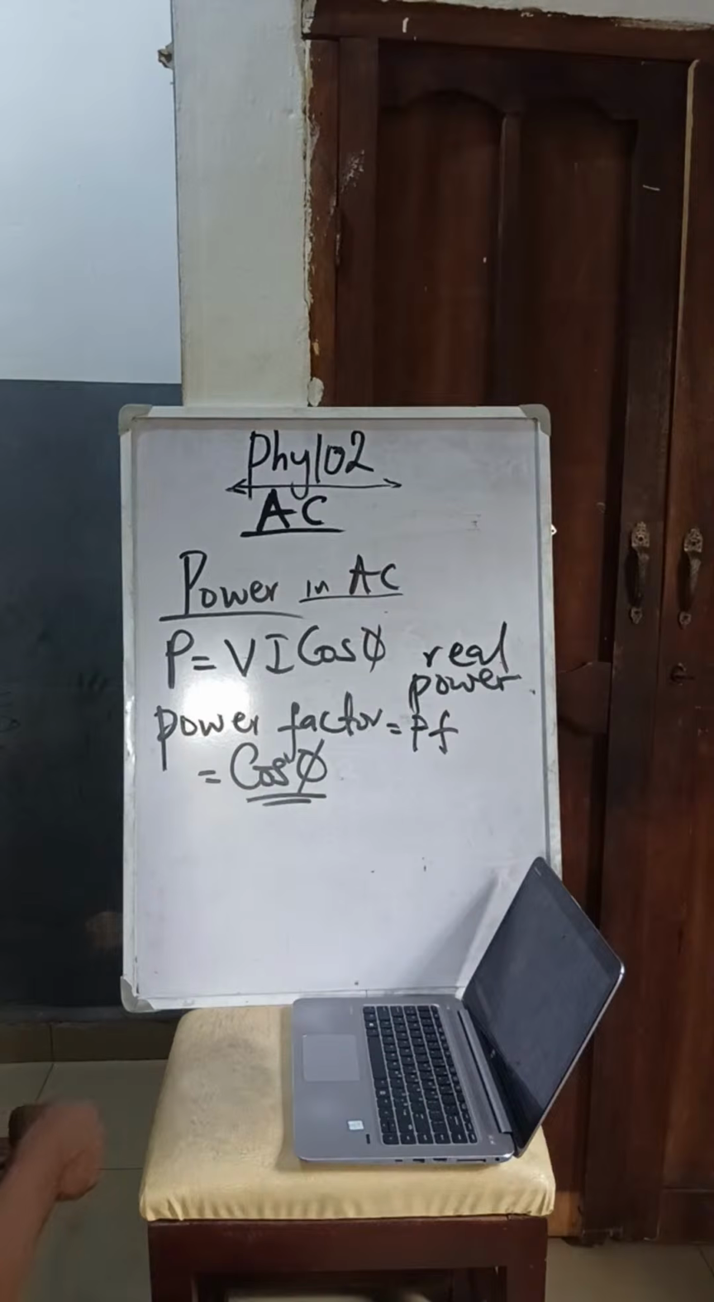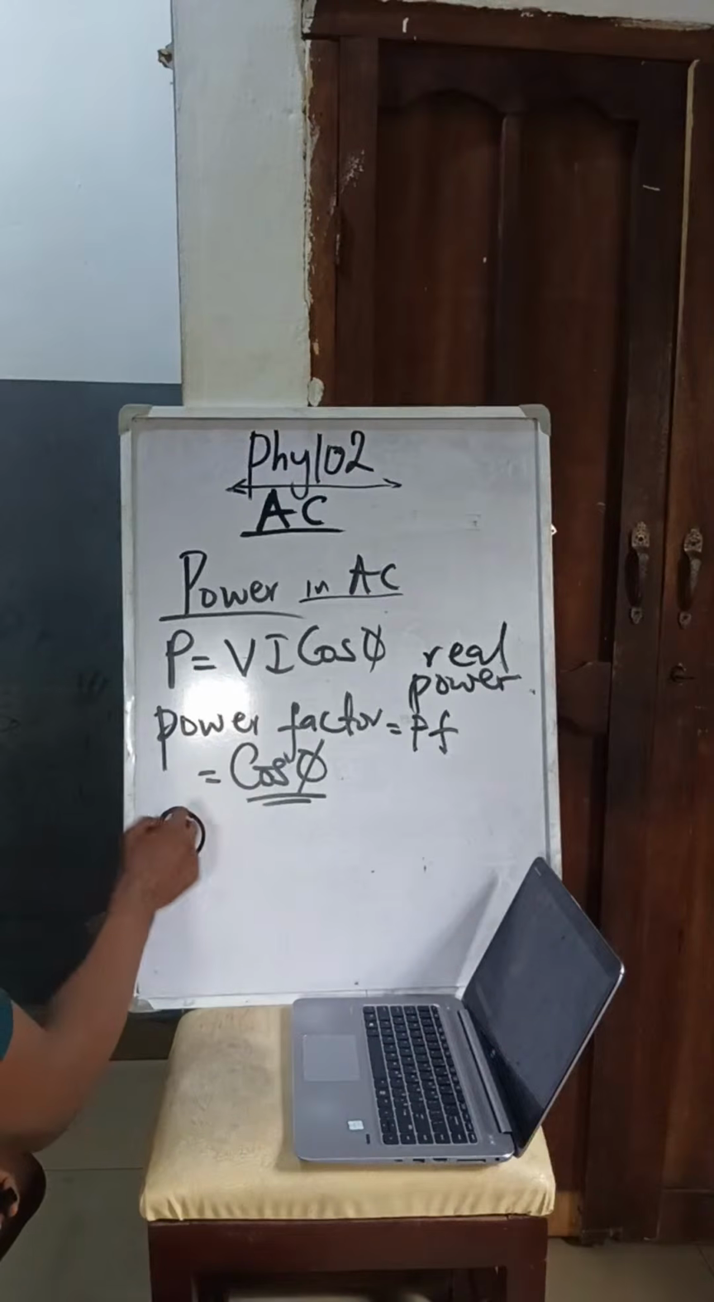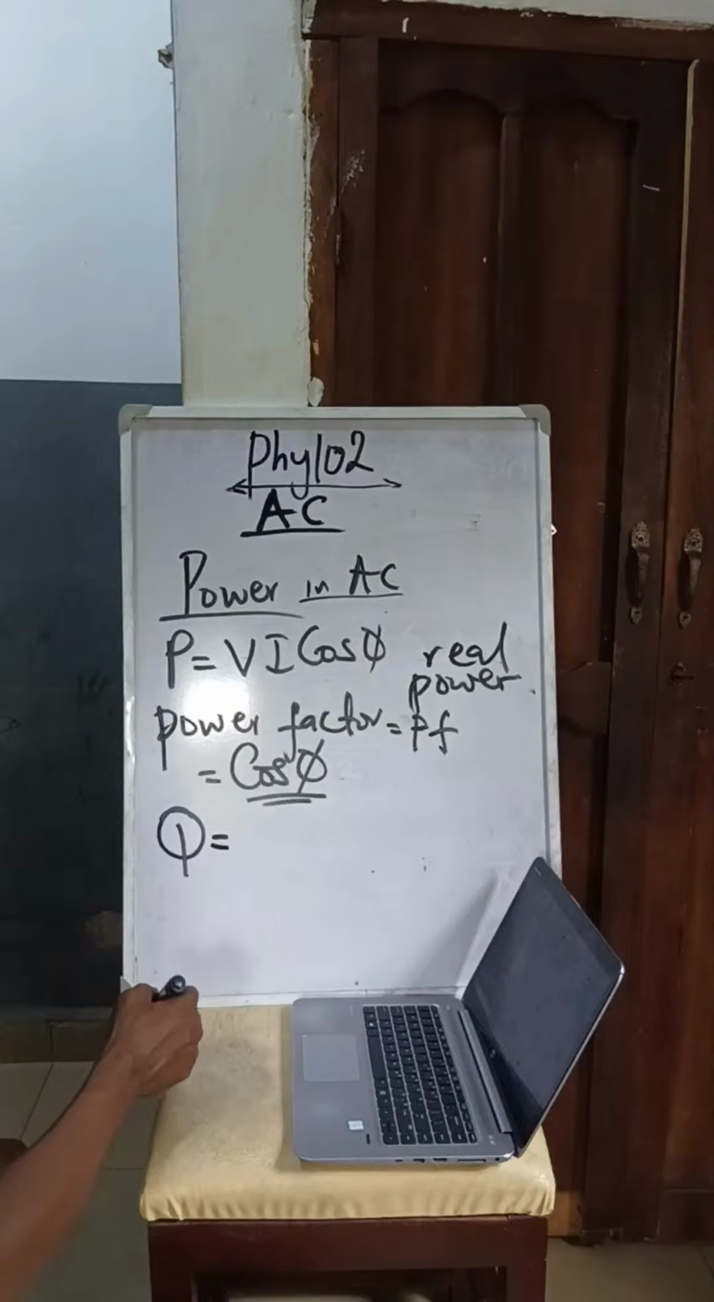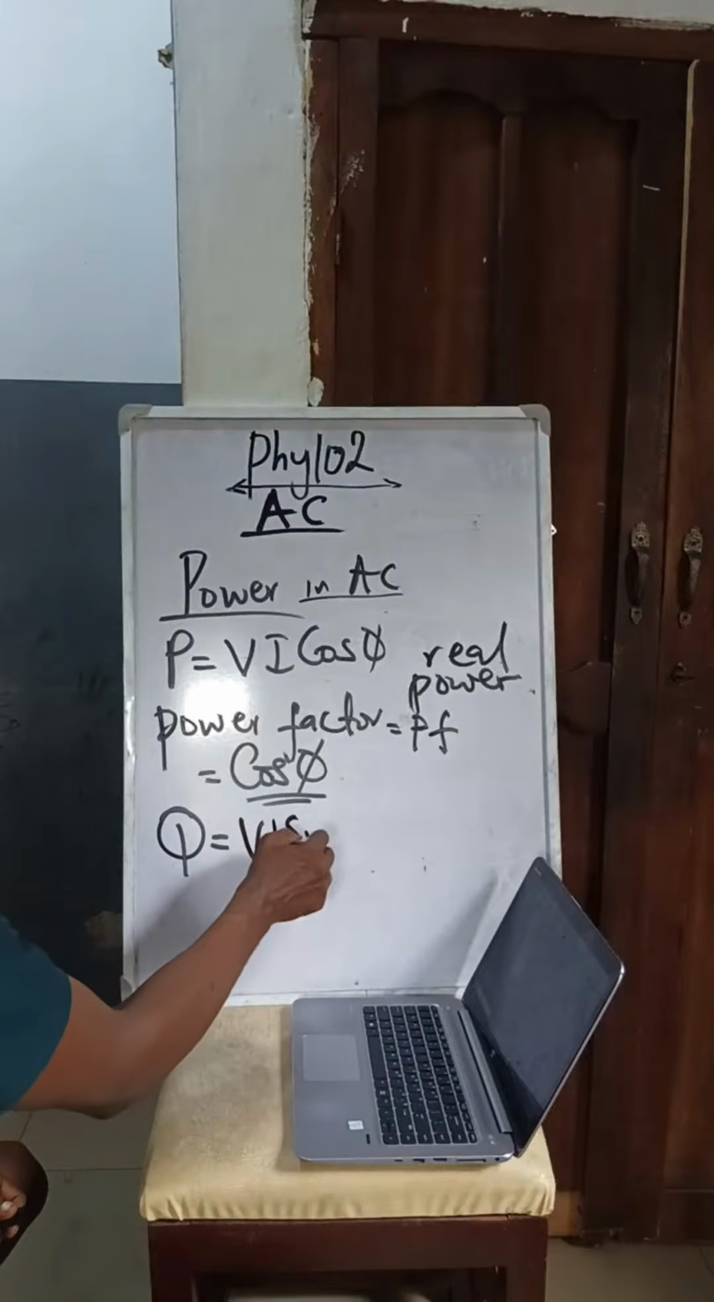What is the reactive power? This Q is the reactive power. Reactive power is equal to VI sin phi.